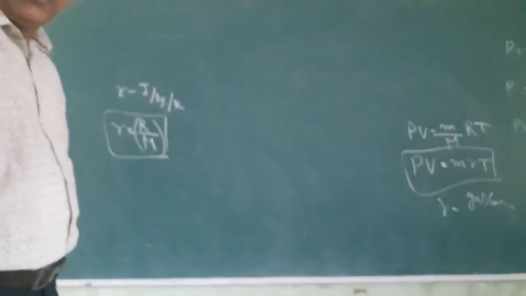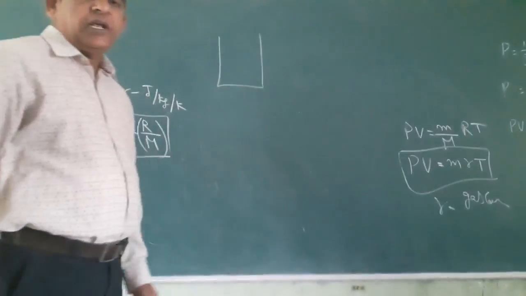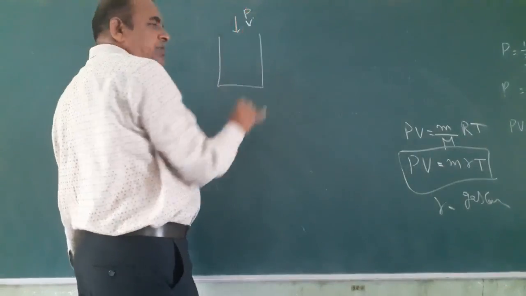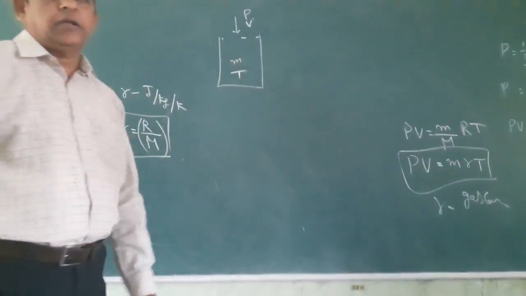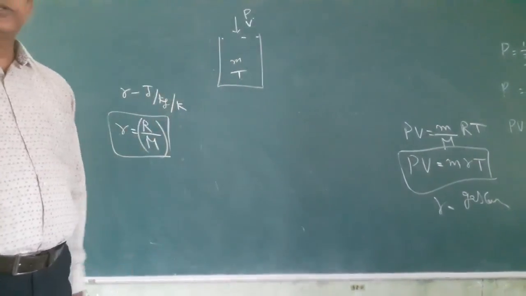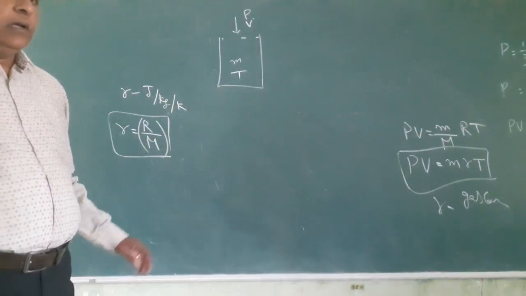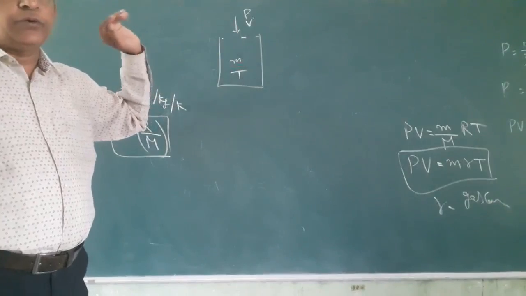We can see one problem. One open vessel is there. An open vessel means pressure constant, volume constant. Some mass of gas is there, and temperature T. Now the temperature is increased, or it is heated. Heated means some mass of gas is going out.